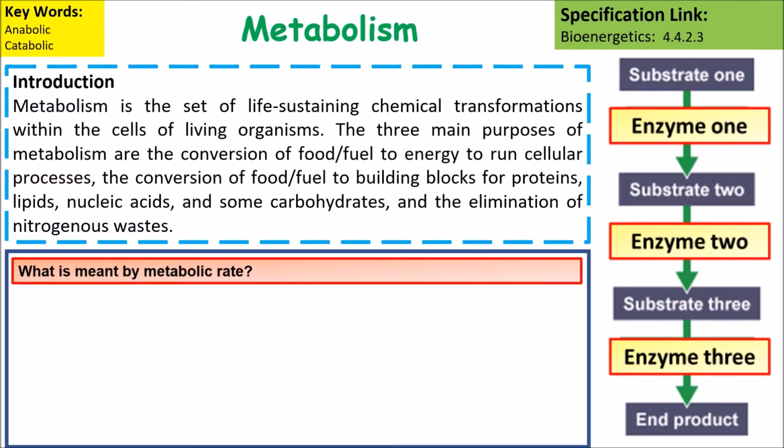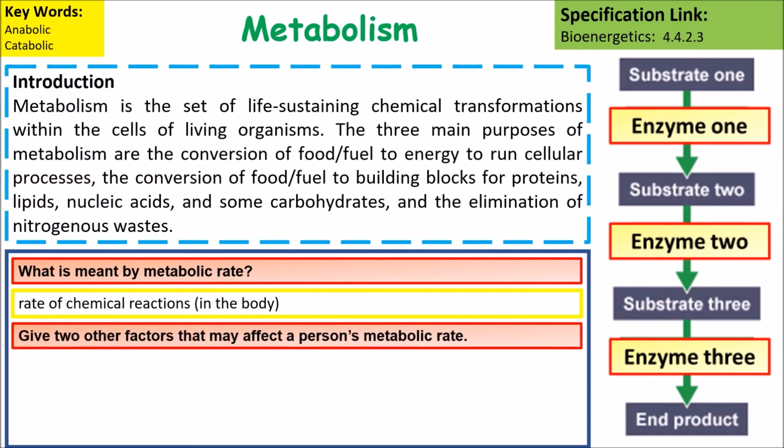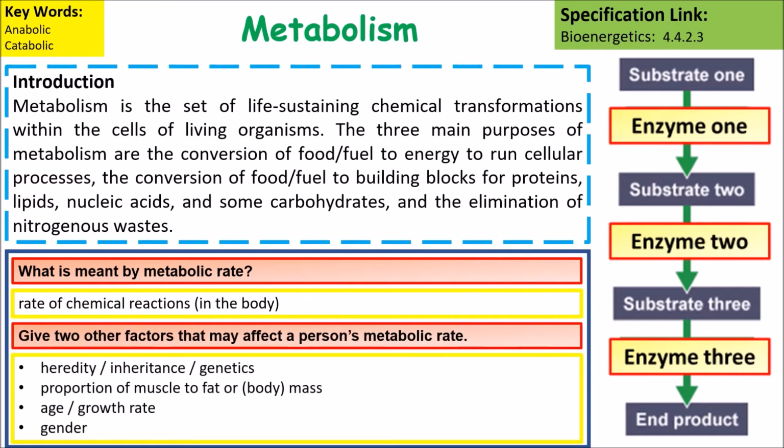If we're looking at what is meant by the metabolic rate, it's the rate of chemical reactions within the body. Give two other factors that may affect a person's metabolic rate: something like genes that they've inherited, proportion of muscle or body fat, age, growth, weight, gender. Sex also has a role in metabolism to a certain degree.